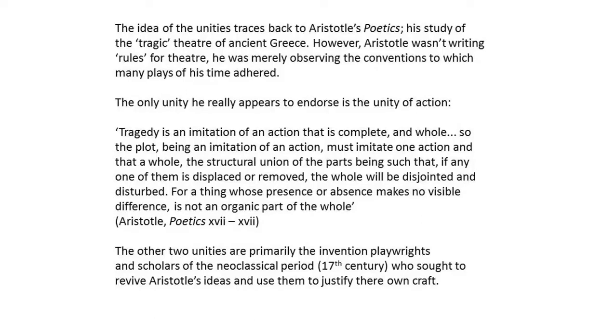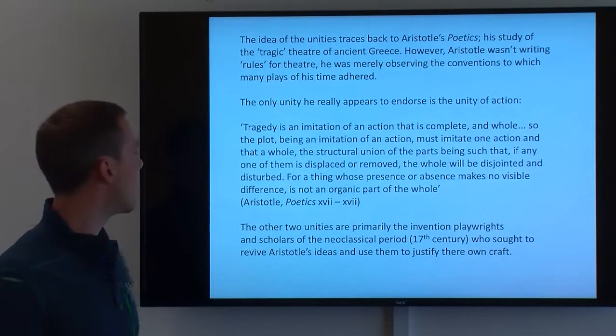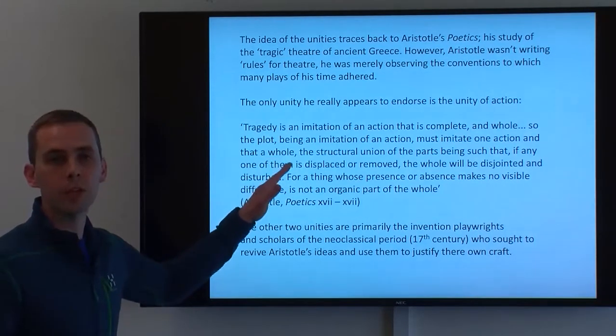Tragedy is an imitation of an action that is complete and whole, says Aristotle. So the plot, being an imitation of an action, must imitate one action, and that a whole. The structural union of the parts being such that if any one of them is displaced or removed, the whole will be disjointed and disturbed. For a thing whose presence or absence makes no visible difference is not an organic part of the whole. So it's a very analytical way of looking at the structure of dramas, but there are a couple of things we might want to pick up on here.